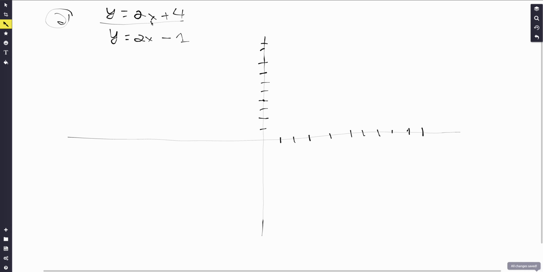And then for x, let's plug in 1, so 2 plus 4, that's 6. So go all the way up to 6. And then let's just graph this x value 2 as well. So 4 plus 4, that becomes 8. So that's up here. So our graph looks something like that. Again, sketch.